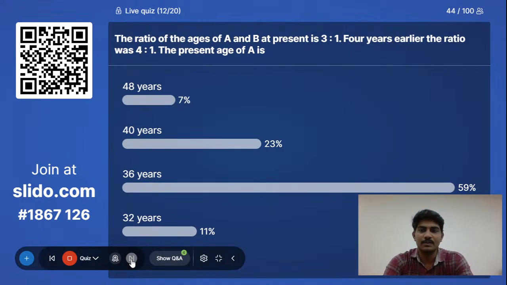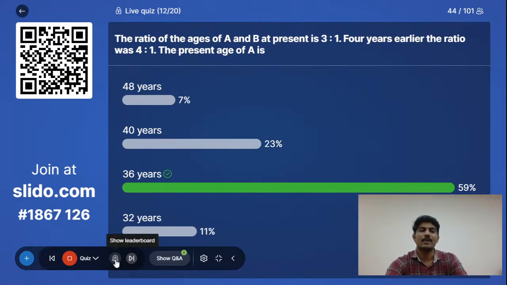Okay, this time 59% of the students have chosen 36 years as their answer, 23% have chosen 40 years, 11% have chosen 32 years, and only 7% have chosen 48 years. Let's see what the exact answer is. Those who answered 36 years, the 59% of students, have answered correctly. We are also receiving comments from YouTube, where many students are answering 3, including Bindu, Sai, Prasanna, Sushmita, Chandana, and Sucharita Reddy. So those who answered 3 will be correct.